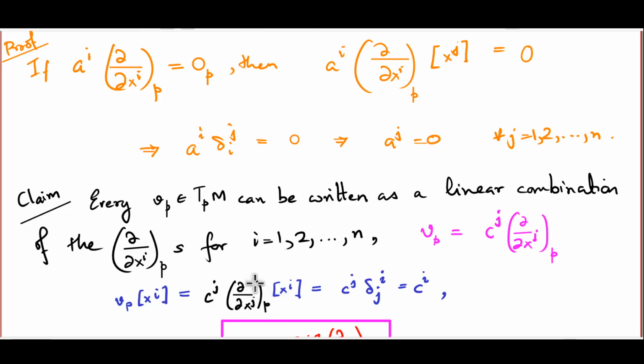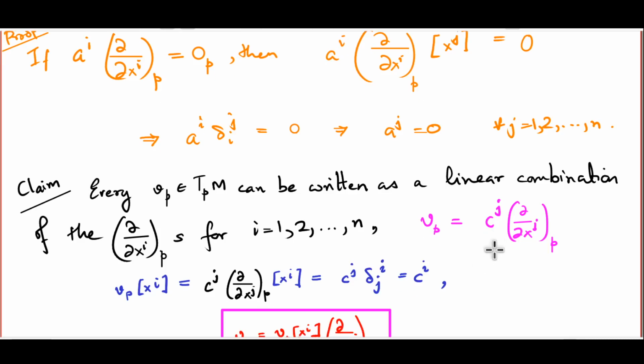But we already know that ∂/∂x^j at p acting on x^i is delta_ji. So this sum is simply C_j times delta_ji, of course summed over j, and this, using the simple property of the Kronecker delta symbol, becomes C_i. So the ith coefficient in an expansion like this, if V_p can be written like this, has to be V_p acting on the ith coordinate function.